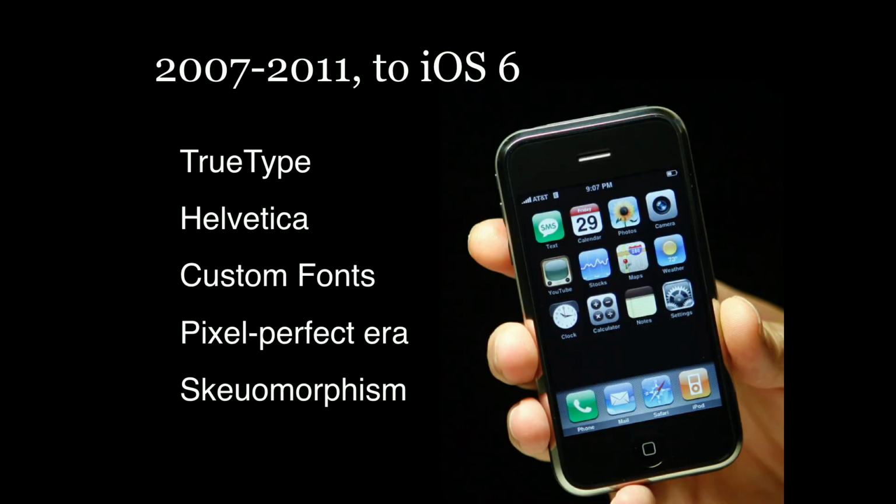Fast forward to 2007, and TrueType is included in the first iPhone, along with the Helvetica font, a very neutral, readable font that paired well with the first iPhone design aesthetic. Later in iOS 3.2 in 2010, we got custom fonts. So designers could inject style and branding cues into their apps. So this is the pixel-perfect era of app design.